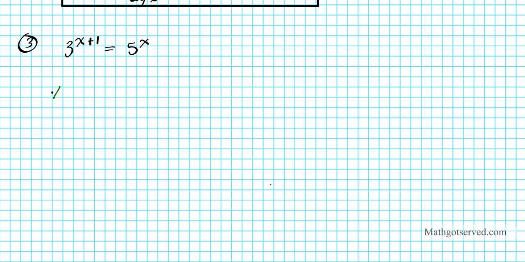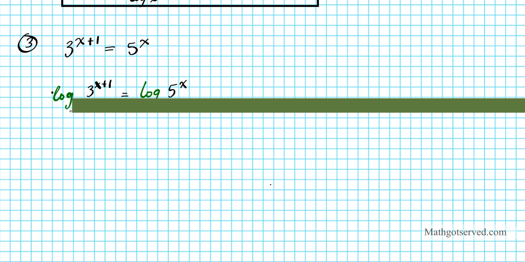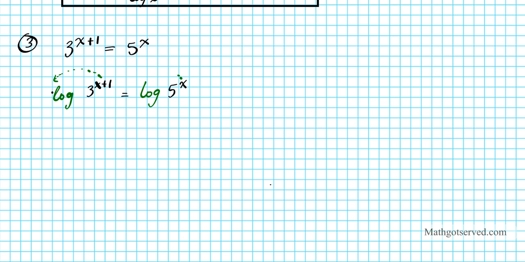So log of 3 to the x plus 1 equals, on the right side, log of 5 to the x. Now, on the left side, I'm going to power down the exponent, which is the quantity x plus 1. And on the right side, I'm going to power down the exponent, which is x. So I'm going to have x plus 1 quantity times log of 3, the common log of 3, equals x times the log of 5.